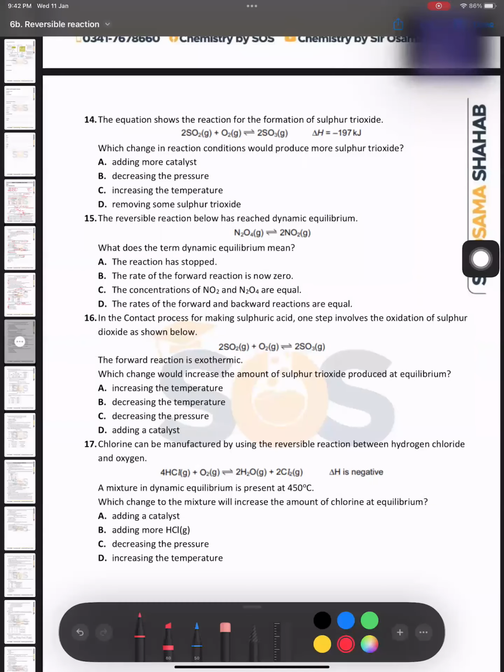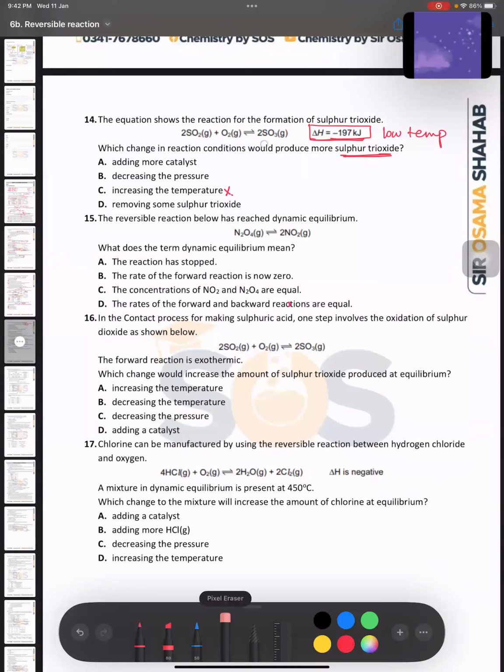So you can see that question number 14 is saying the equation shows the reaction of the formation of sulfur trioxide, again, because it's a very common question. The reaction is actually exothermic. Which change in reaction condition would produce more sulfur trioxide? For more sulfur trioxide, we know that this is an exothermic reaction, so low temperature would be favorable, right? So is there a decrease in temperature? No. So this is wrong, right?